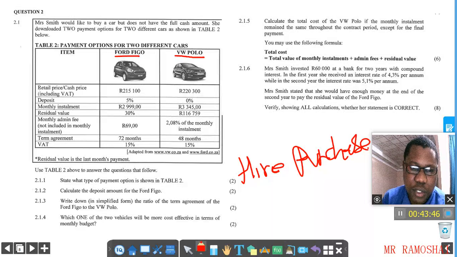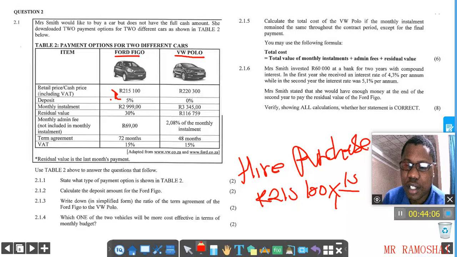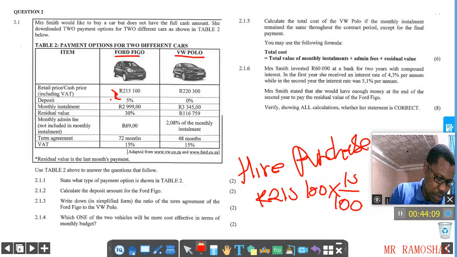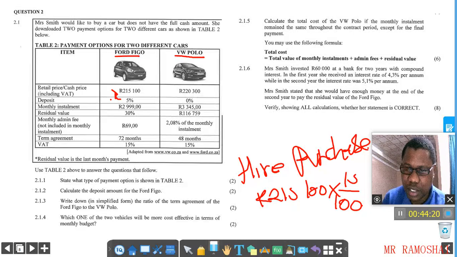Calculate the deposit amount for Ford Figo. Ford Figo, now they say for a deposit you need to pay 5%. So this 5% is going to be 5% of the cash price, right? So how are we going to do that? We're just going to say 215,100 multiplied by 5 over 100. So it's going to be 215,100 multiplied by, no, not 15. Why am I saying 15? Where is the 15 coming from now? Multiply by 5. It's 5, not 15.